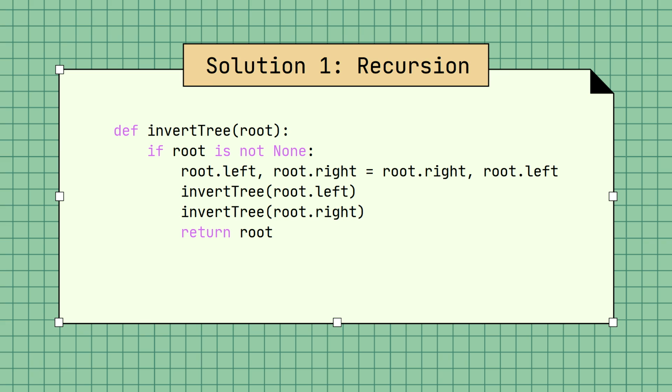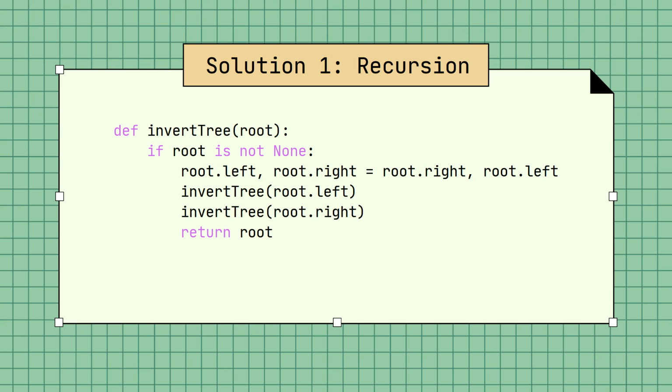The first solution is using recursion. If the root is not None, we swap the left and right nodes of the root, and then we call the function itself on the left and right child nodes. The function will operate the swap recursively on each node. In the end, we return the root.